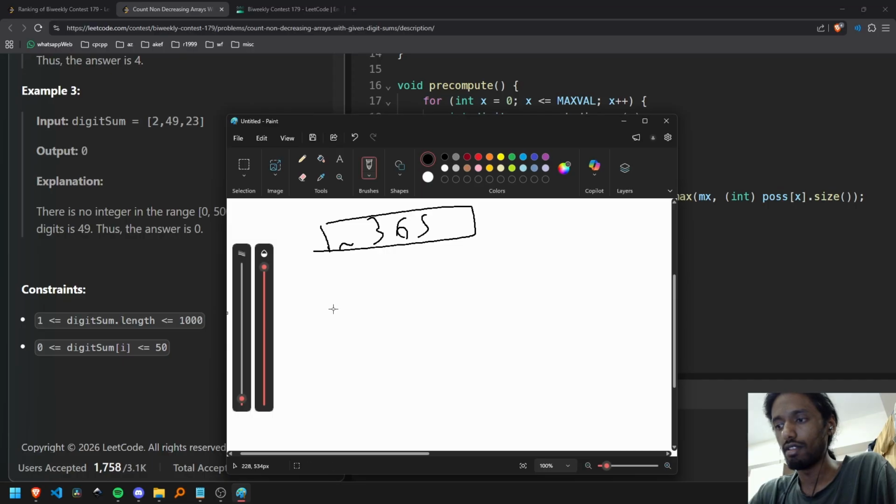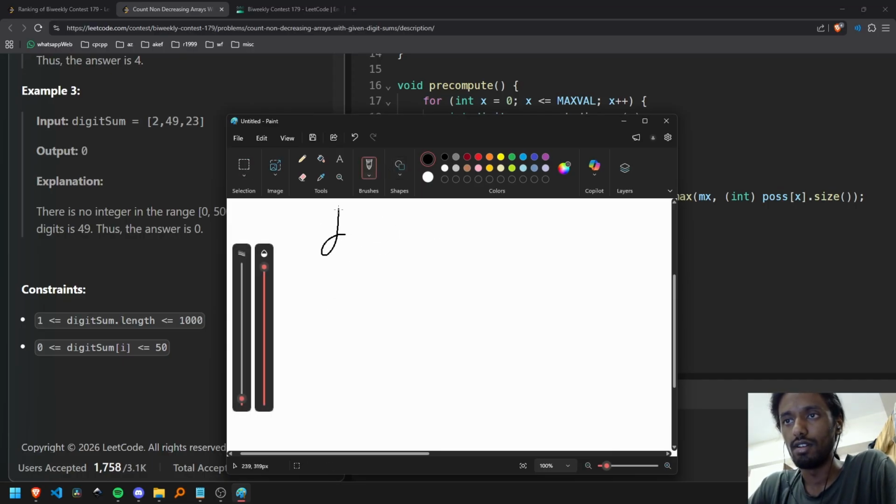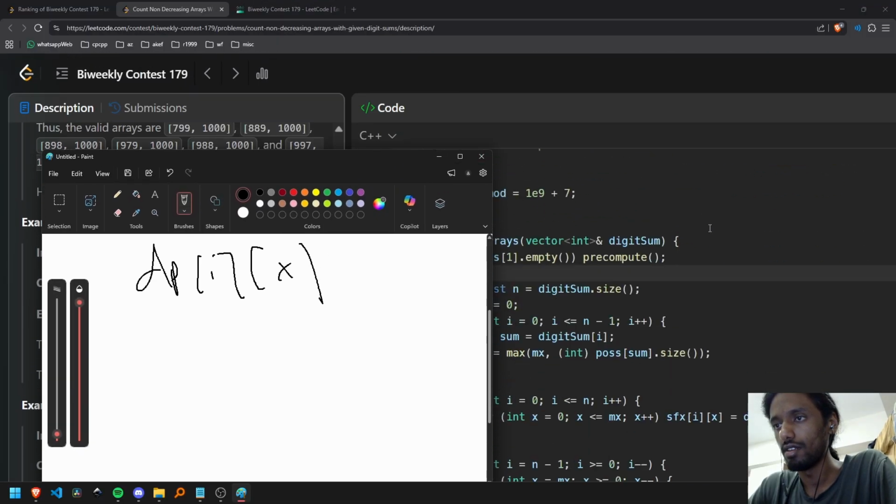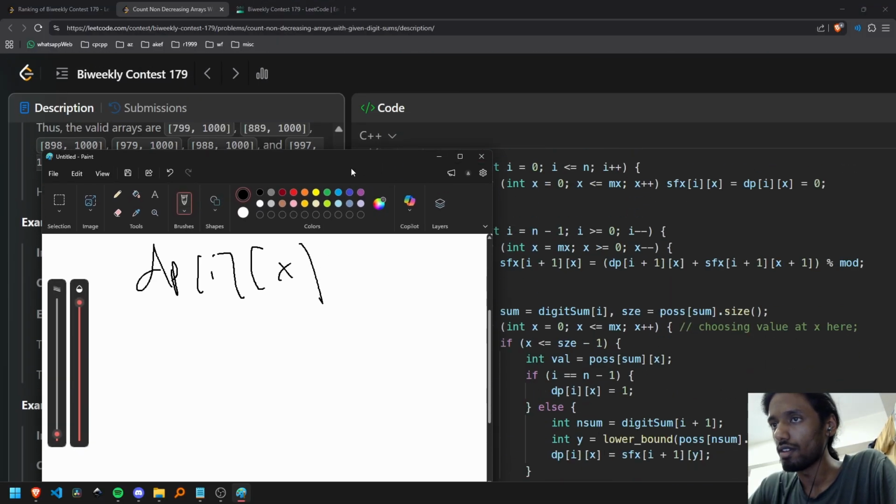Basically what I'm doing is, let dp i x, I'm taking x as the variable, right? One sec.